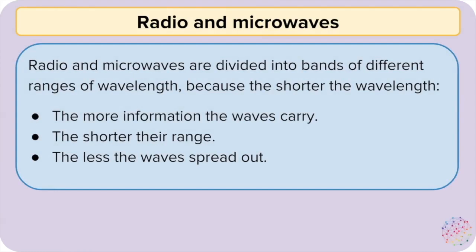Radio waves and microwaves are divided into bands of different ranges of wavelength, because the shorter the wavelength, the more information the wave can carry, but the shorter the range of this wavelength, and the less waves spread out. This means they have a variety of uses.